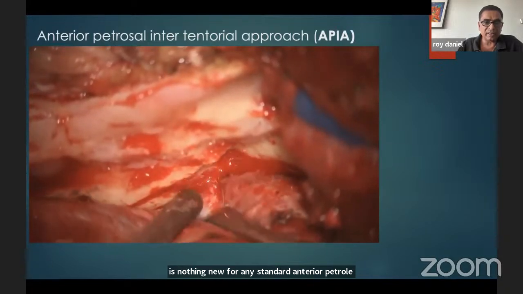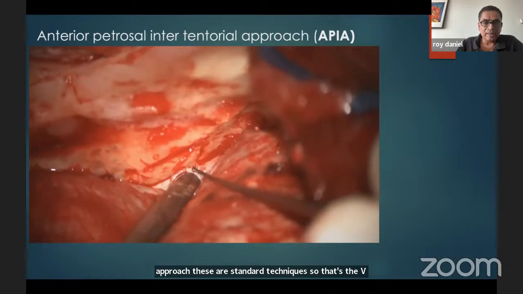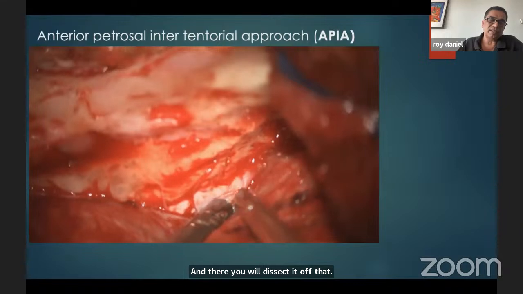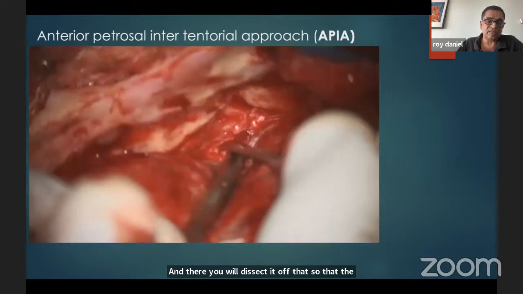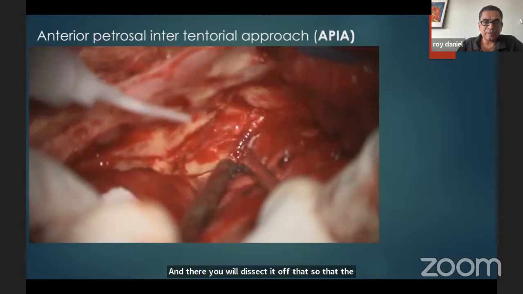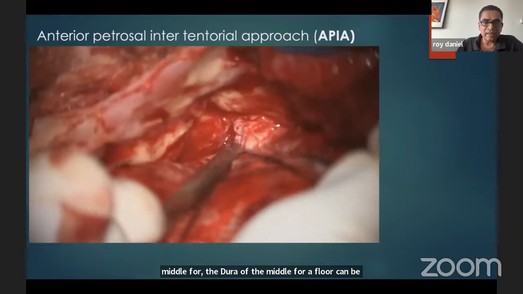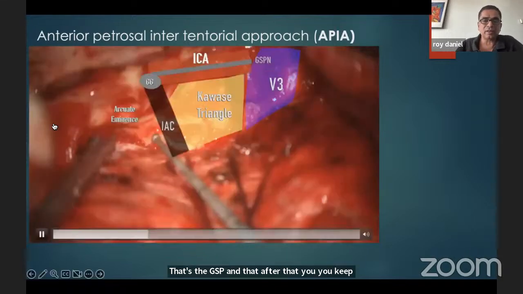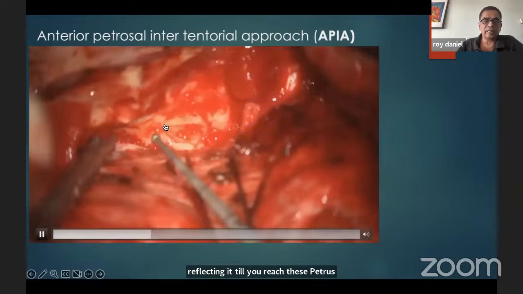You can see the GSPN above there. And there you would dissect it off that so that the dura of the middle fossa floor can be reflected. That's the GSPN. After that you keep reflecting it till you reach this petrous ridge. And that's your Kawase triangle. That's the position of the internal auditory canal.